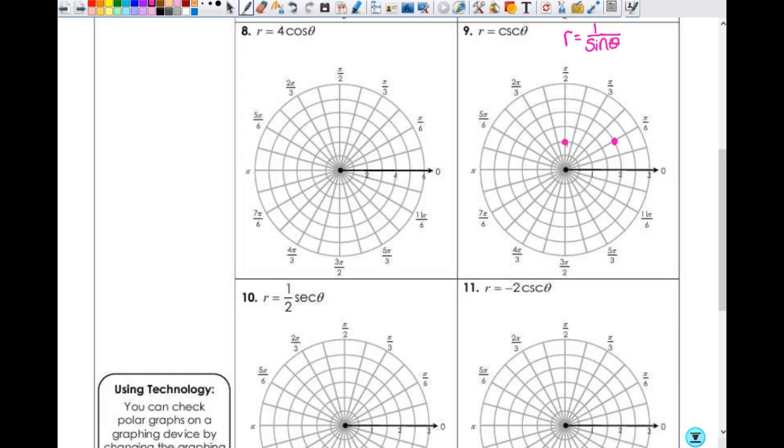The sine of 5 pi 6 is 1/2. It's a positive 1/2. The reciprocal of that is 2. So at 5 pi 6, I am at 2. So what does it look like is true about these 3 points? They make a line. And it does. That's why the other points don't even matter.